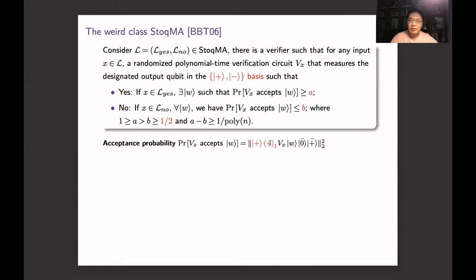So here we have the acceptance probability for a StoqMA verifier, just replacing the projection of ket 1 on the first qubit by a projection on ket plus.